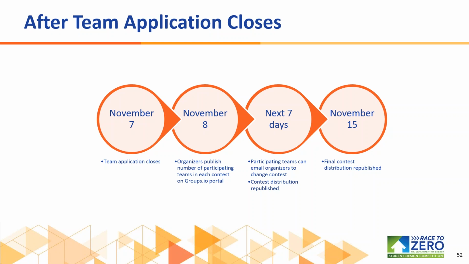Teams will need to email the organizers to change their contest. Each day, the contest distribution will be republished. At the conclusion of this, on November 15th, the organizers will notify all teams of the final contest distribution and then publish the 2018 Race to Zero participating teams online.